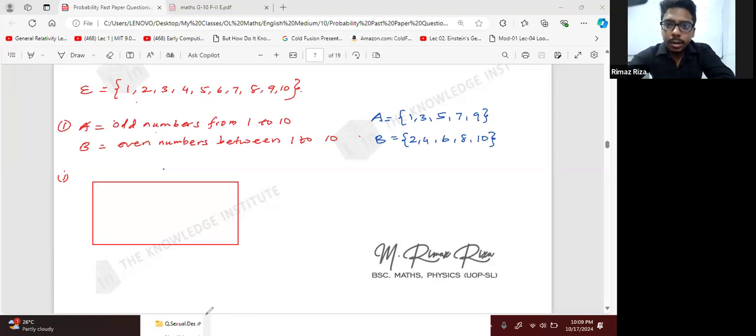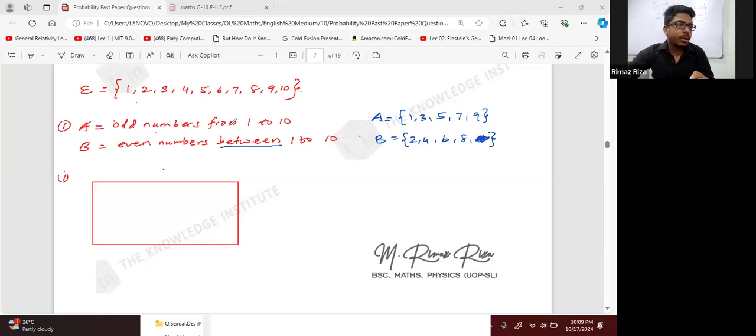Okay, so I get mixed answers. Few students say it's wrong, and the majority say yes. Actually, this is wrong because here it says between 1 to 10. When it says between 1 to 10, you can't include 1 and 10. Therefore, you can't include 10 here. Understood? If it's from 1 to 10, then you can include 1 and 10 depending on the nature. But here it says between, therefore we can't write 10 here.